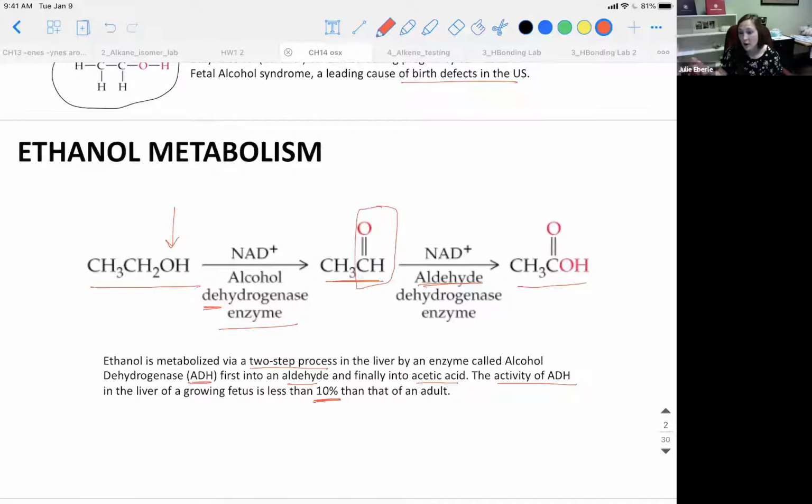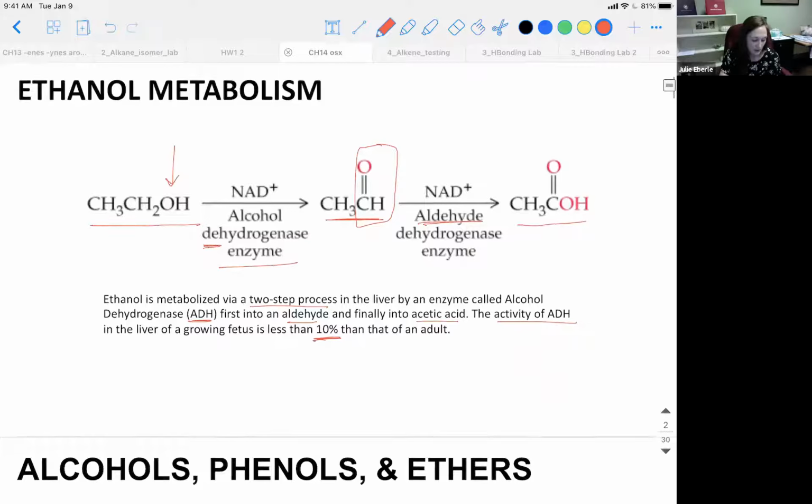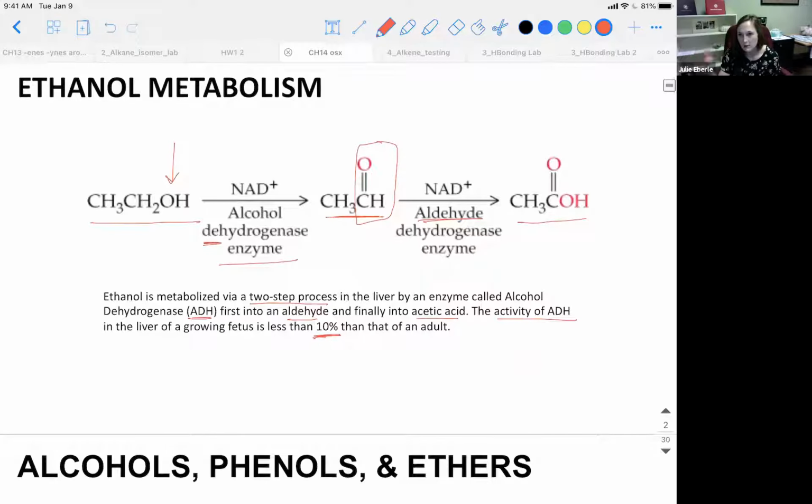Now, alcohols aren't all bad. In fact, I would argue that alcohols are one of the most important functional groups physiologically. So, yeah, this is a bad aspect of it. This is a sad thing, but alcohols are a really, really important functional group when it comes to our bodies and what they do. We're going to be talking about alcohols for the rest of the semester.